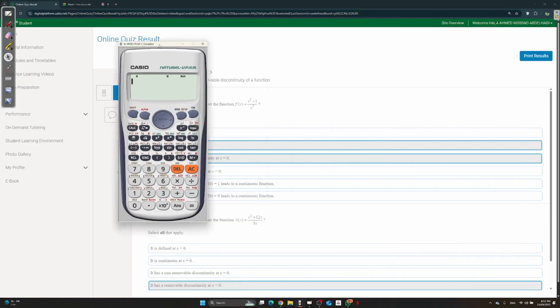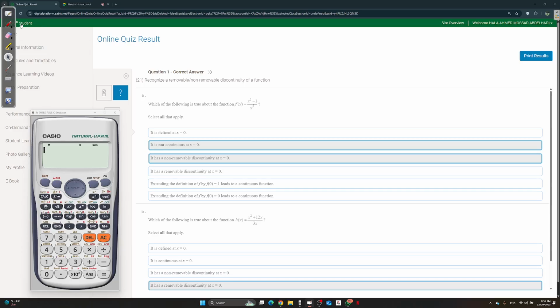This is term 1 week 4 math. Okay, which is true about this function x^5 minus 1 over x^5? They want to talk about the continuity.